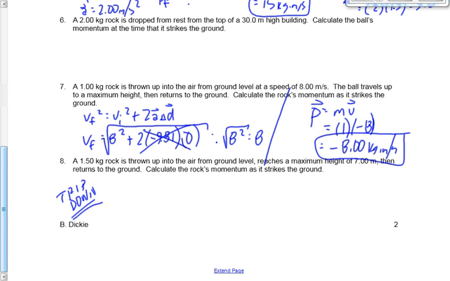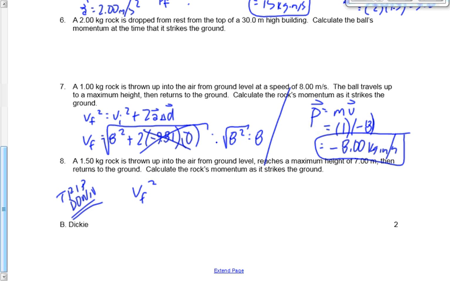Listen, if you want to try doing what you did right here, go ahead and try. There's nothing wrong with that. It's the same situation with different givens. If you want to try VF squared is equal to VI squared plus 2AD for the entire trip, up and down, that's fine. But you're not going to have enough givens to get an answer. You're going to have too many unknowns. So try something else. Let's try analyzing the trip down.